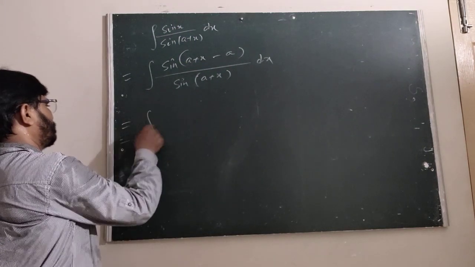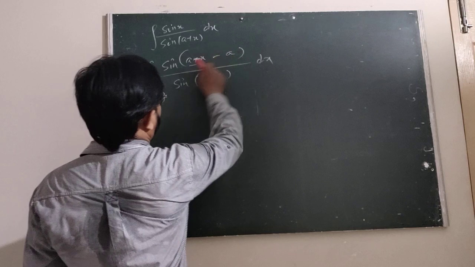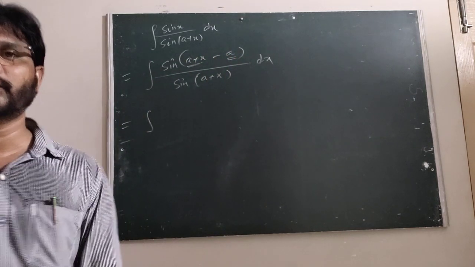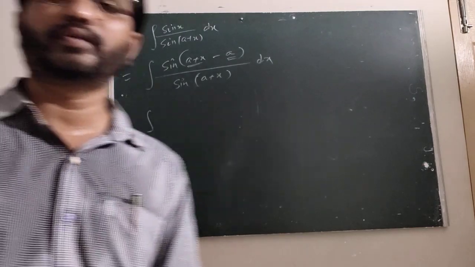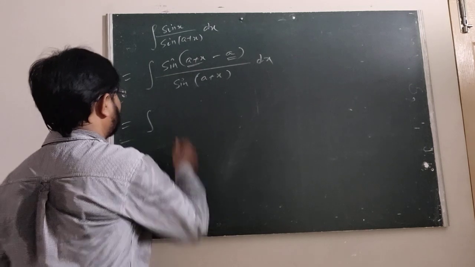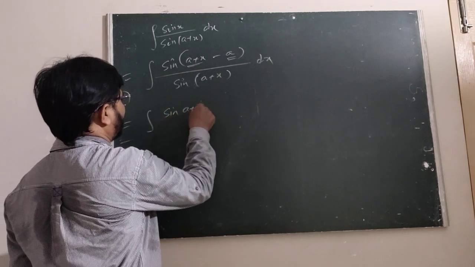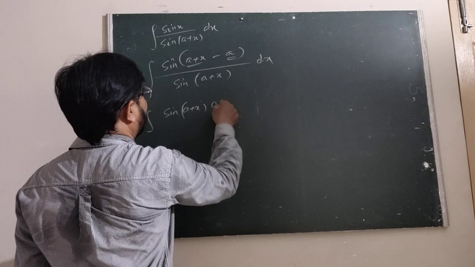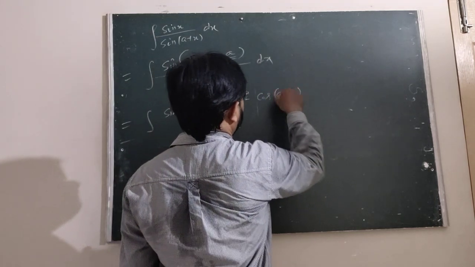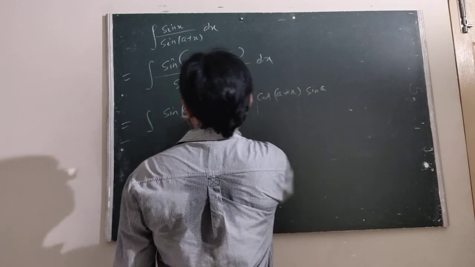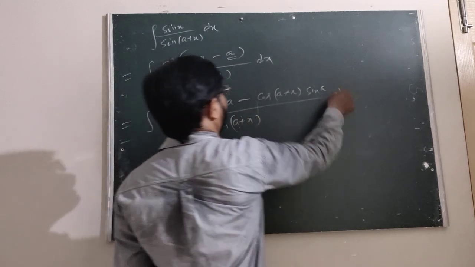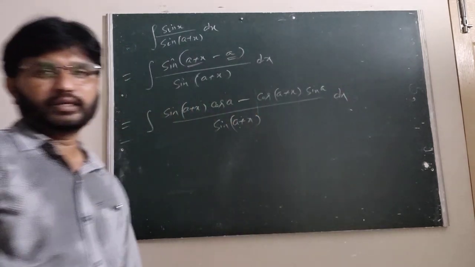Therefore we have to compare this one. This is the a, this is the b. What is sin of (a minus b)? Sin a cos b minus cos a sin b. So here we write sin of (a plus x) into cos a minus cos of (a plus x) into sin a, whole by sin of (a plus x) into dx. This is the form. Is it okay?